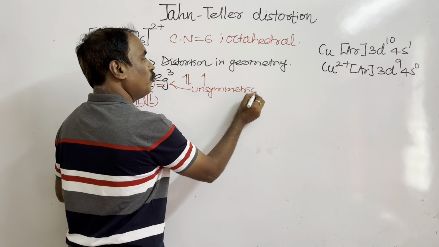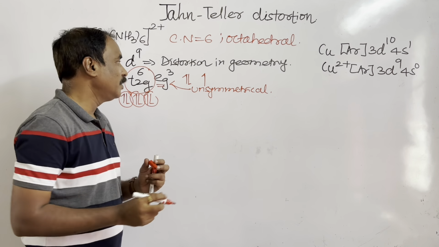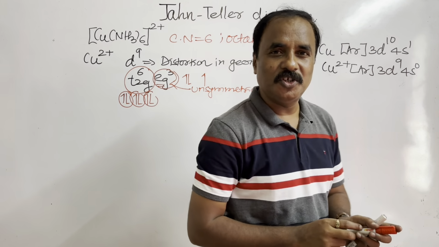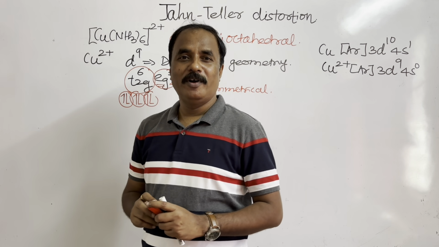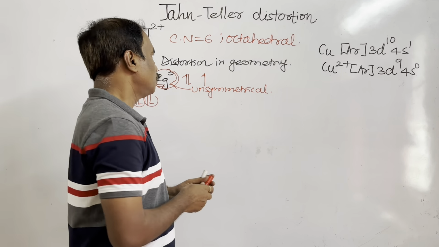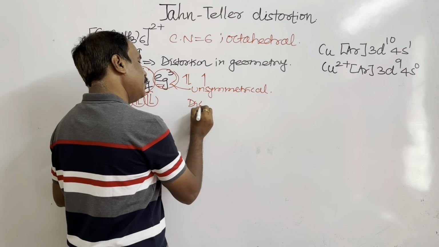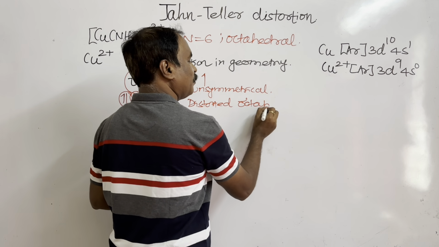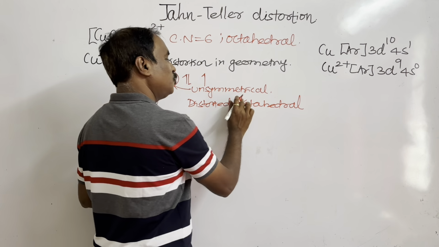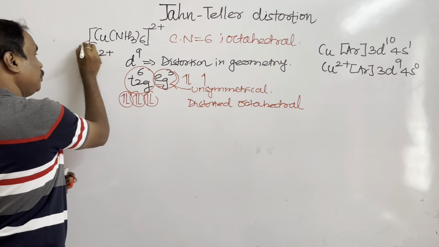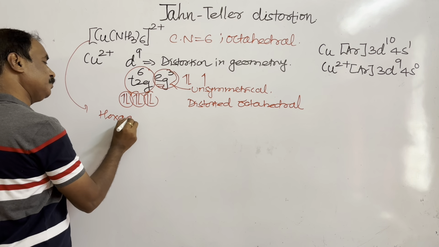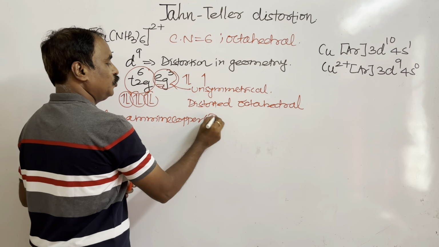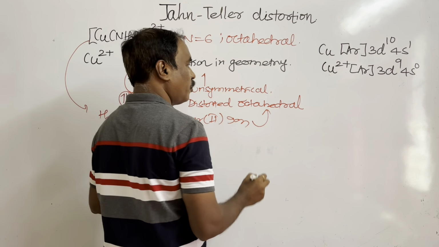So which set of d atomic orbitals is responsible for a distortion? Eg is responsible for a distortion in geometry. So the geometry of this complex is not regular. Geometry of this complex is a distorted octahedral. So this is not regular. So geometry will be distorted octahedral. Distorted octahedral geometry in case of hexaammine copper(II) ion.